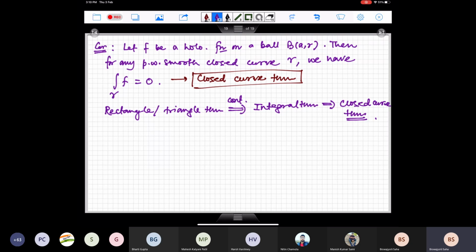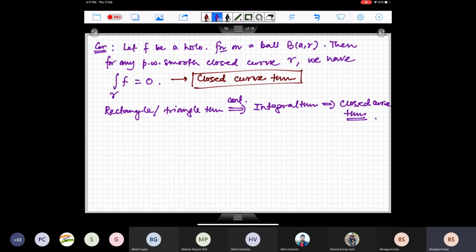So that's why it was really important to understand that the closed curve theorem holds true for any continuous function for which the rectangle or triangle theorem holds true. Okay, fine. So here, as I said, I have a holomorphic function. The primary aim is to show that this has a power series expansion around any point that you wish to take. So we need to work with a particular kind of function. Okay, so let's do that.